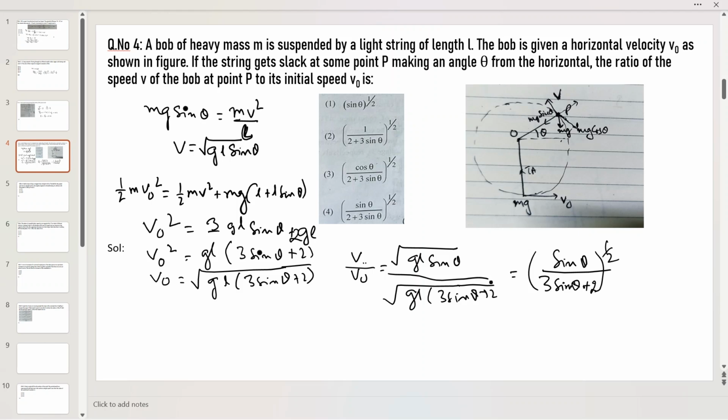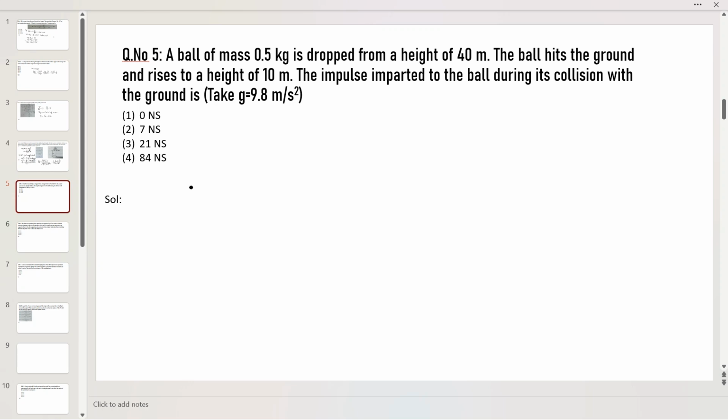Now I am going to the fourth question. This was your fourth question. Now I am going to the fifth question. Here this is your fifth question. This is also not a tough question, but you have to find the impulse.